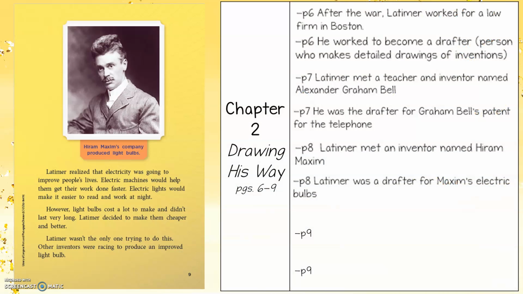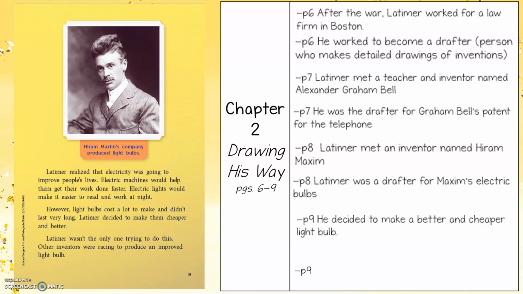All right, and last one, page 9. I want us to look at what Latimer set out to do. So if we're thinking about our Somebody Wanted But So, I want to think about what he wanted. So what did Latimer want to be, and what did we figure out about him on this page? Well, he wanted to make a better and a cheaper light bulb.